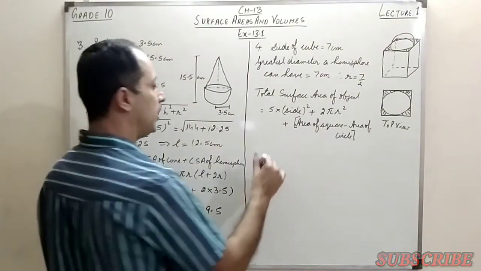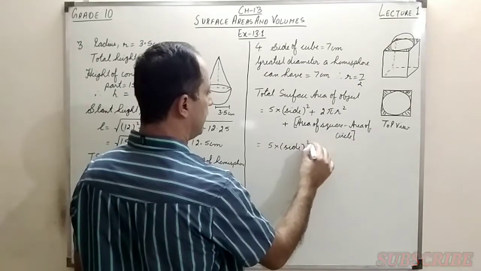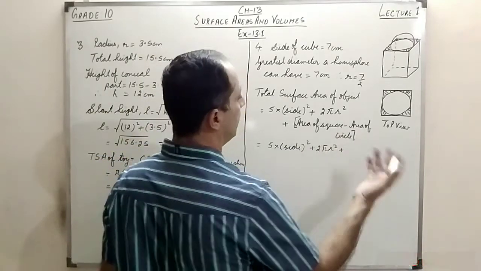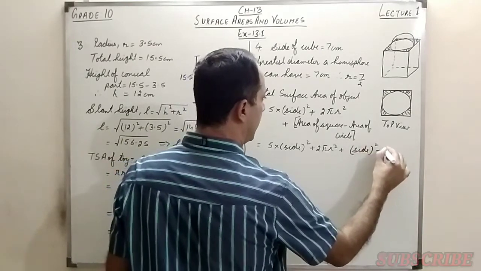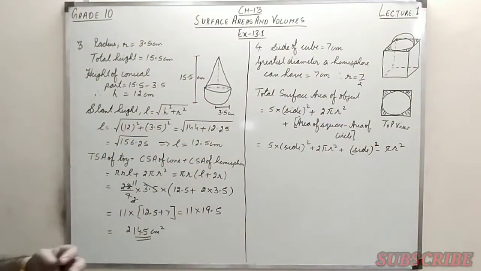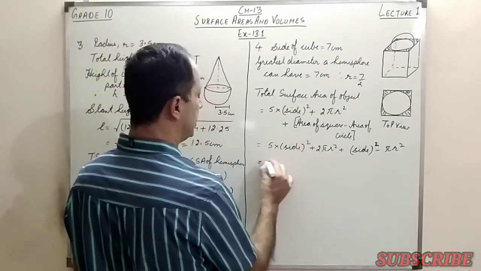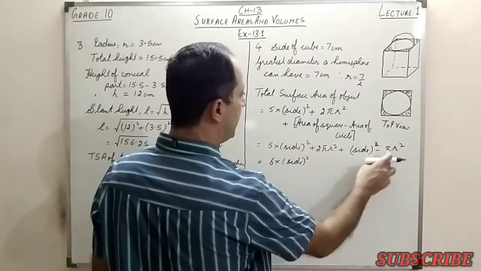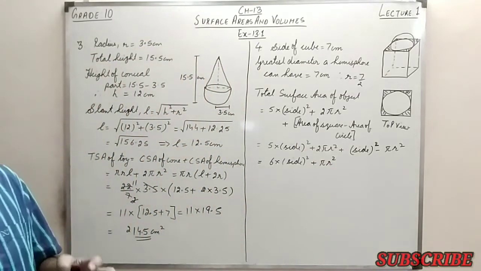Right? Now, if I modify this thing, this is 5 into side square plus 2 pi r square plus, inside the bracket, if I open the bracket, side square minus pi r square. Now, to make it easier, we can just simplify the formula. This 5 side square and this side square become 6 into side square. And this 2 pi r square minus pi r square becomes pi r square. So this is the thing we have left in the end.